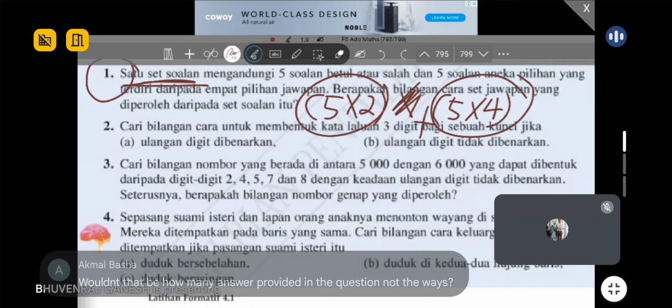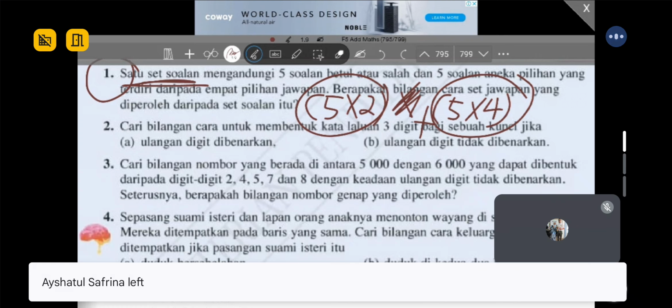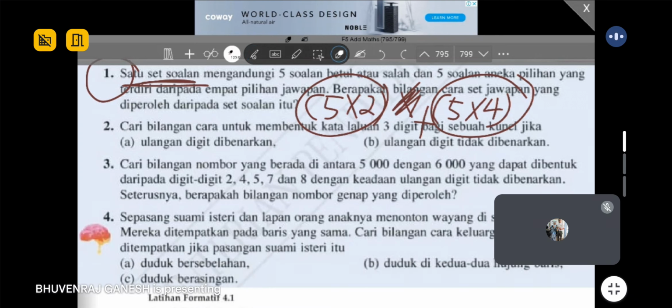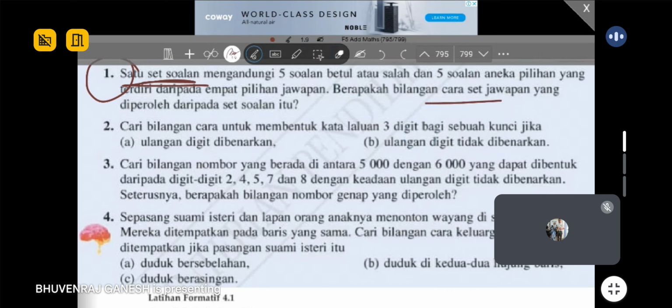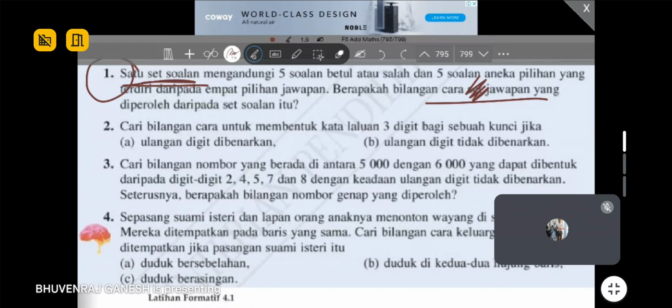So wouldn't that be how many answers provided in the question, not the ways? They ask you how many answer sets. So basically they are talking about the answer lah. The question is find the number of ways of answer set that you can get. So it's how the calon answer lah. So it's the number of answers. Okay, the set just confuses you only. You just treat it as how many answers, berapa cara jawapan. Okay, so yeah, they're asking you the number of answers only. Can get it? If you want, you can use like 5P1 times 2P1 also can. That method also can. Or if you know it, you can directly use 5 times 2. Also the same.